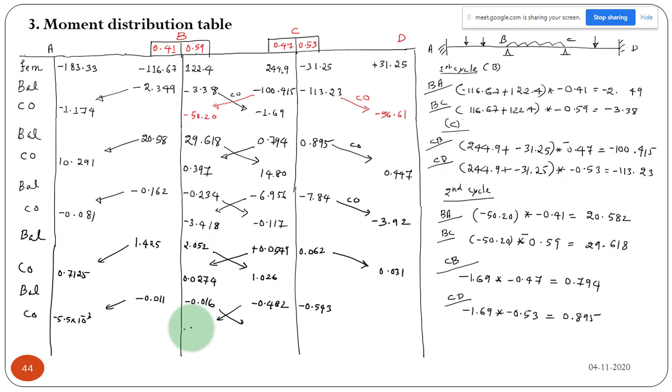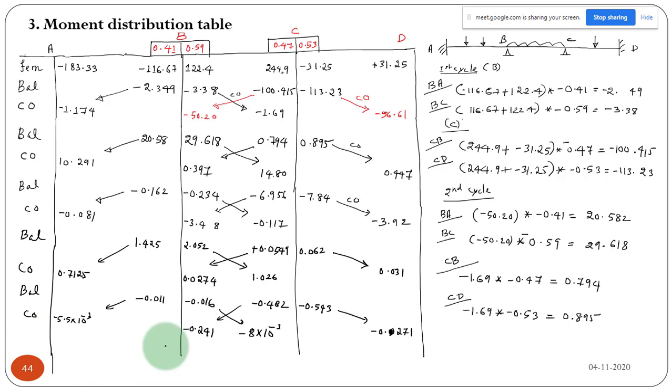Here we have some value minus 0.241, and this also becomes negligibly small, minus 8 into 10 power minus 3. So this half will go here, this will be minus 0.271, that is the carry balancing.